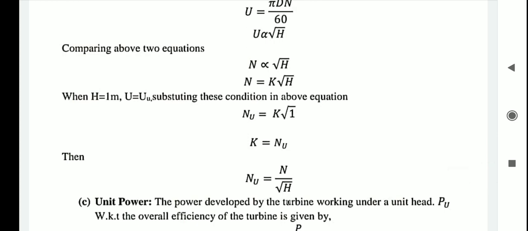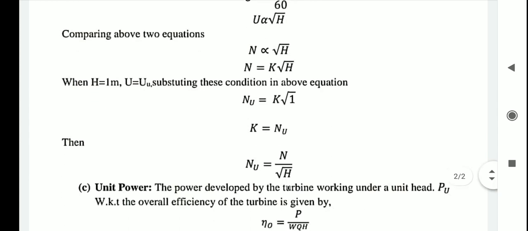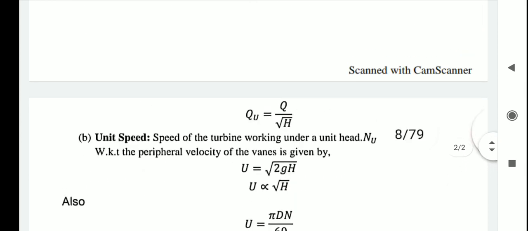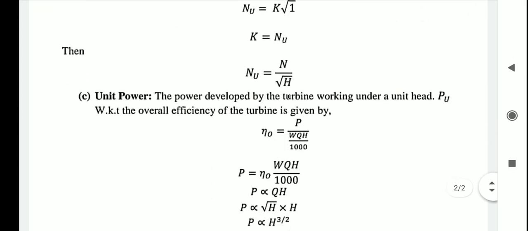When h equals 1 meter, N equals NU, substituting these conditions in the equation, we get NU equals K into square root of 1. So K equals NU, and NU becomes N divided by square root of h. This is the unit speed. Next we move on to unit power.